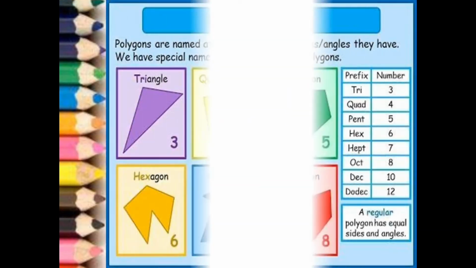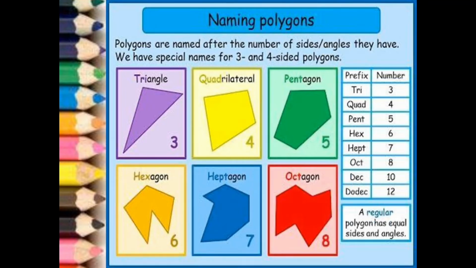Next topic is naming of polygons, and polygons are named after the number of sides or angles they have. We have special names for 3 and 4 sided polygons. For 3 sided polygon, the name is triangle. For 4 sided polygon, the name is quadrilateral. For 5 sided polygon, the name is pentagon. For 6 sided polygon, the name is hexagon. For 7-sided polygon, the name is heptagon. For 8-sided polygon, the name is octagon.